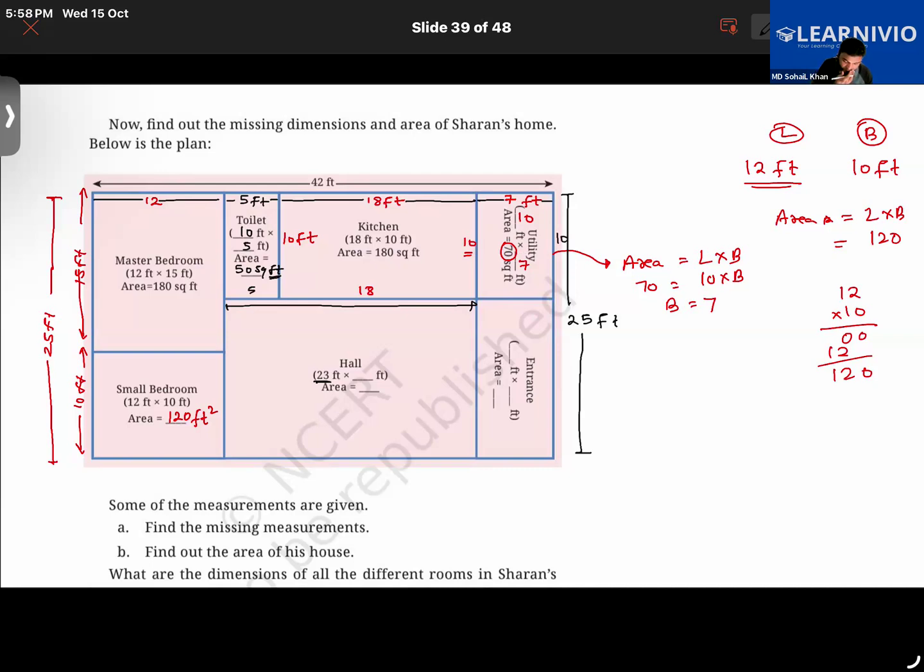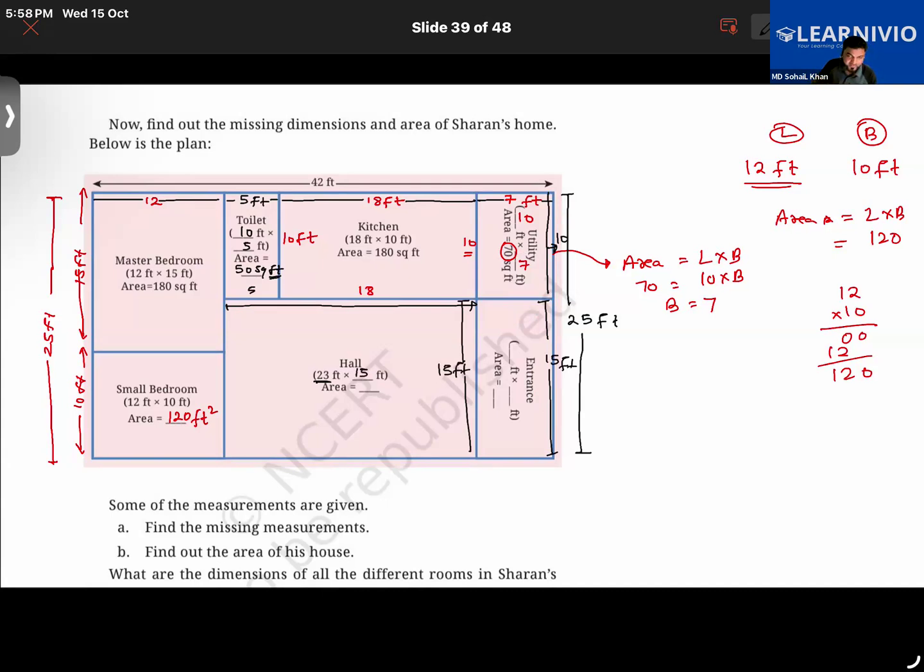So we just need to find the length of this much. If this much is equal to 10 and the entire side is equal to 25, that's 15 now. So this is 15 feet. This entire length is equal to 15 feet, for the hall also it is 15 feet. Very good. So we have got the breadth as 15 feet.